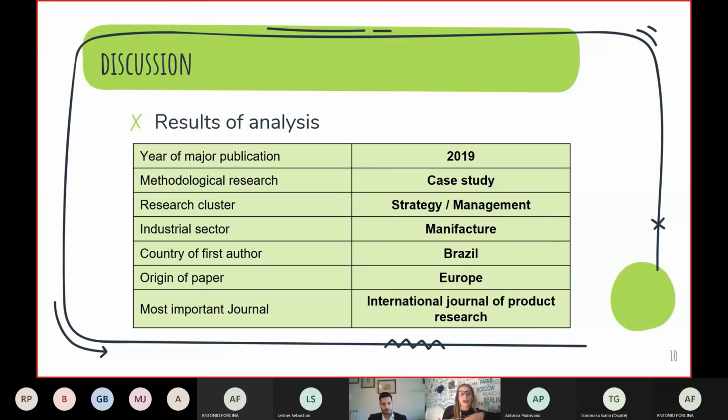The results of the analysis show that the year of major publication is 2019. The methodological research is a case study. The research cluster is strategy management. The principal industrial sector is manufacture. The country of the first author is Brazil. The origin of the papers is Europe. And the most important journal is the International Journal of Production Research. Next, please.